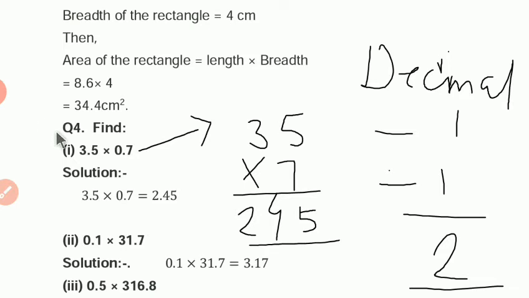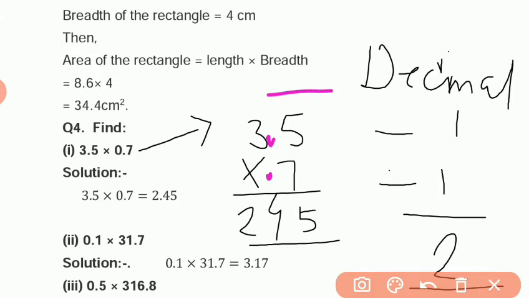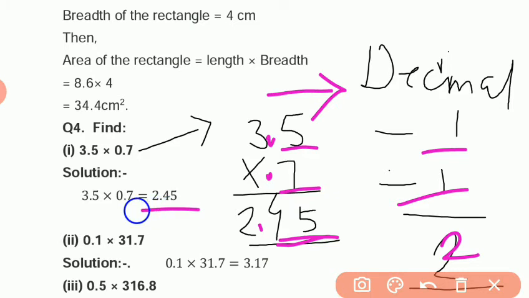So you can see that here it is 3.5 and here 0.7. Now we'll count the digits on the right of each decimal point. On the right means this side after the decimal. How many digits are there? One digit, and here also 1. So 1 plus 1 is equal to 2. It means in the answer also, from the right side, we have to put the decimal after 2 digits. So the answer will be 2.45.